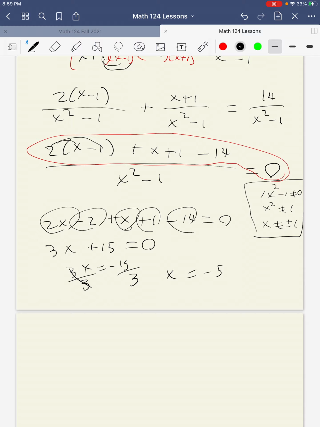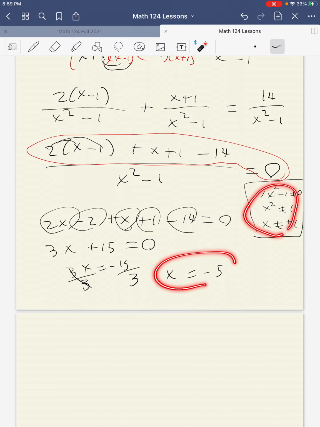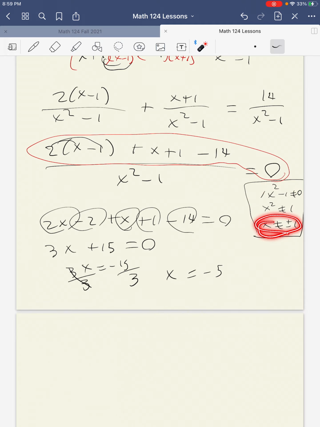Okay, now it's always good to check if the solution is in the domain, and in this case we're fine. We just are not allowed to have negative or positive 1 as a solution, but our solution was negative 5, so we are good.